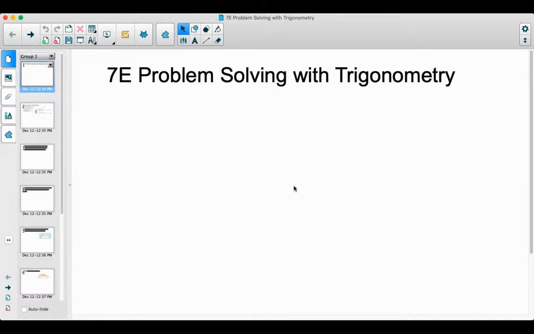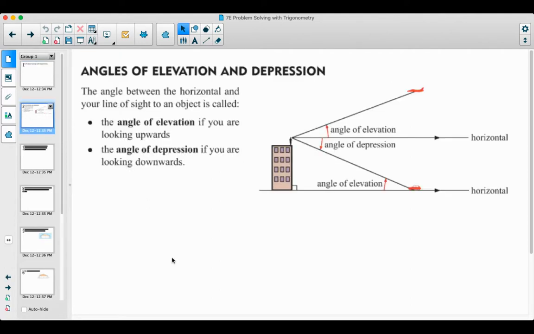Okay, today we're going to take a look at problem solving using trig. A couple of reminders: angle of elevation versus depression. Elevation is the angle that is above your horizontal line, whereas depression is the angle that is below your horizontal line.